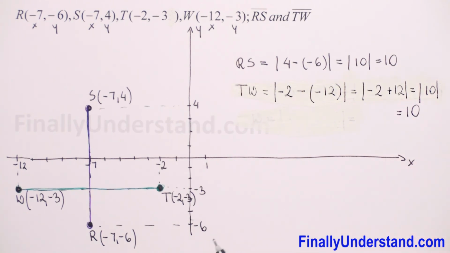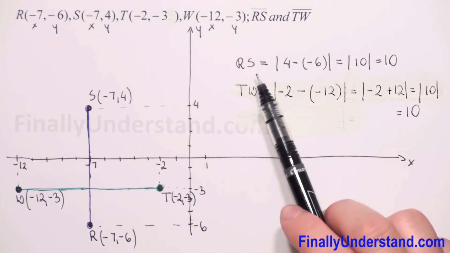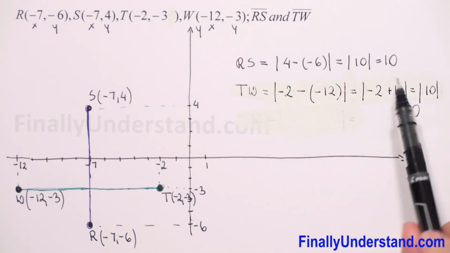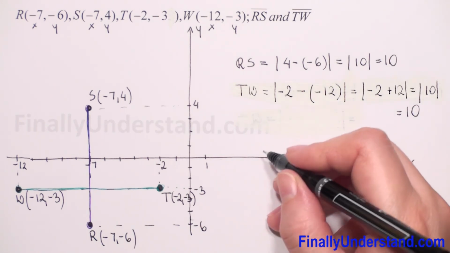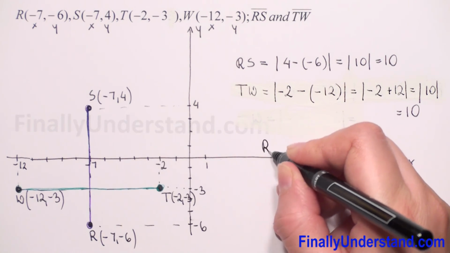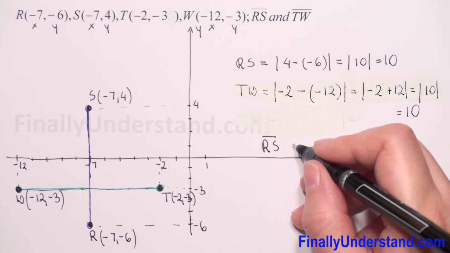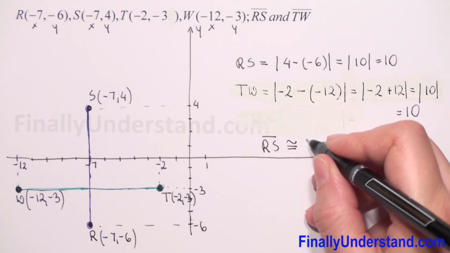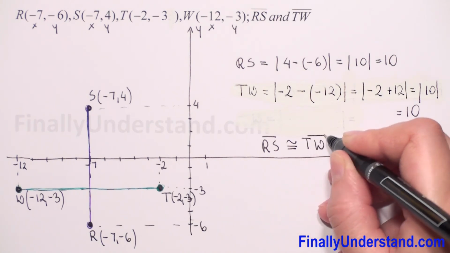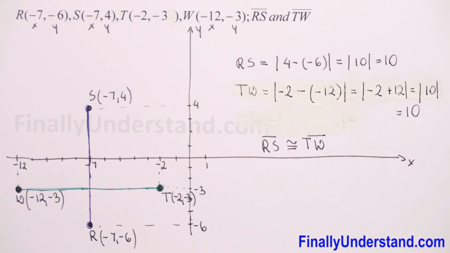We got that the length of segments RS and TW is the same, 10. It means that segment RS is congruent to segment TW because the lengths of these two segments are the same. This is my solution.